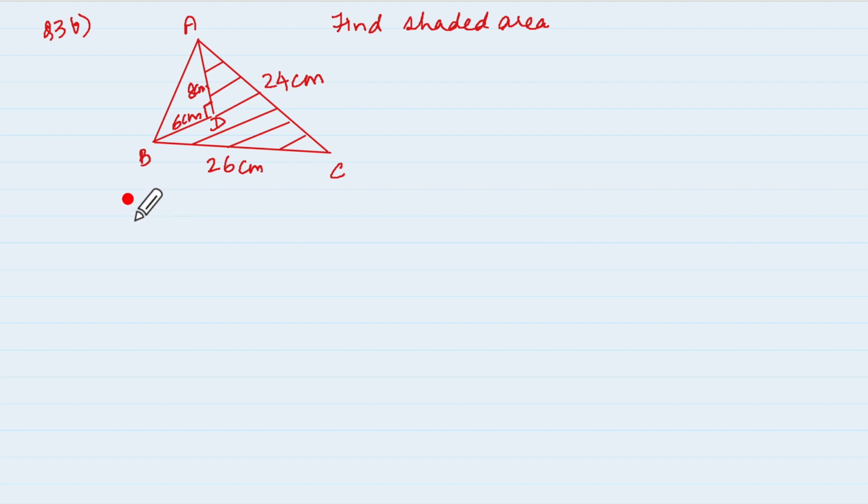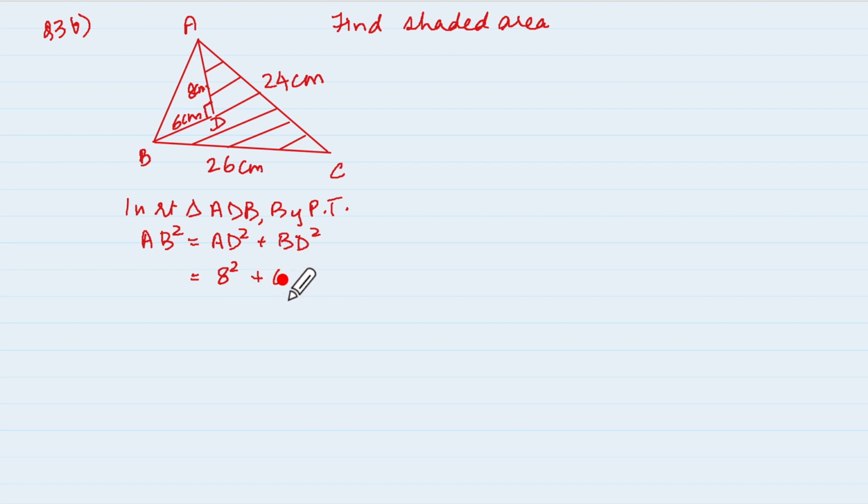Yes, correct. So we'll say in right triangle ADB, by Pythagoras theorem, we will have AB² equal to AD² plus BD², correct? So that will be 8² plus 6², which is 64 plus 36, which is 100. So your AB will be root of that, which means it will be 10 centimeter. Let us write it over here, 10 centimeter.